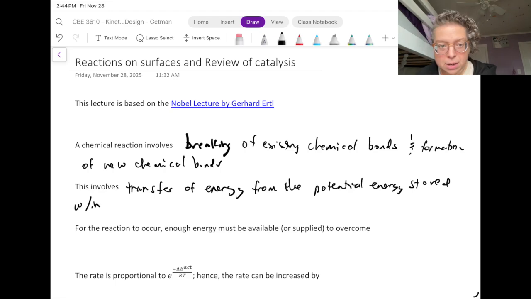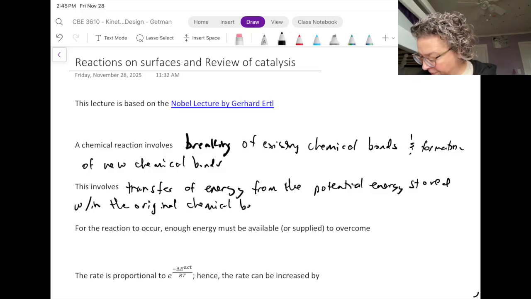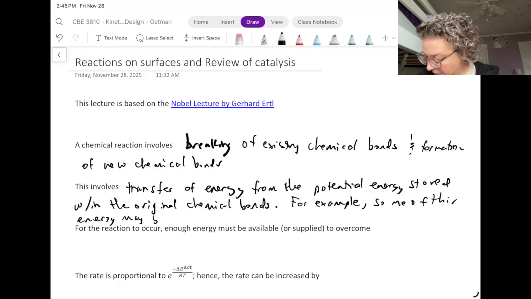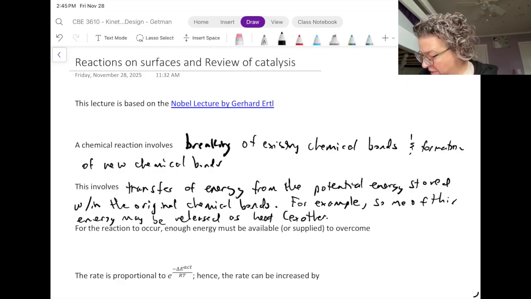So the energy is stored within the original chemical bonds. For example, some of this energy may be released as heat, and that would happen in an exothermic reaction.